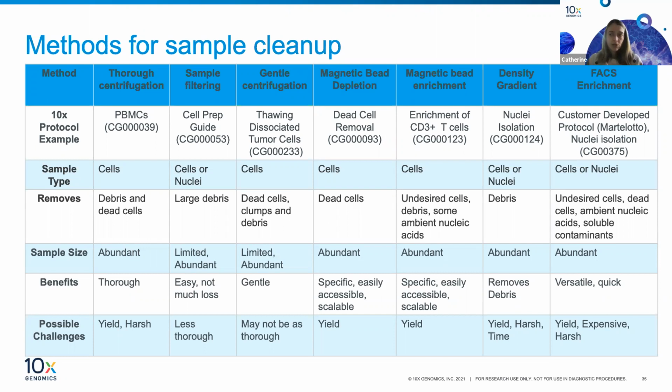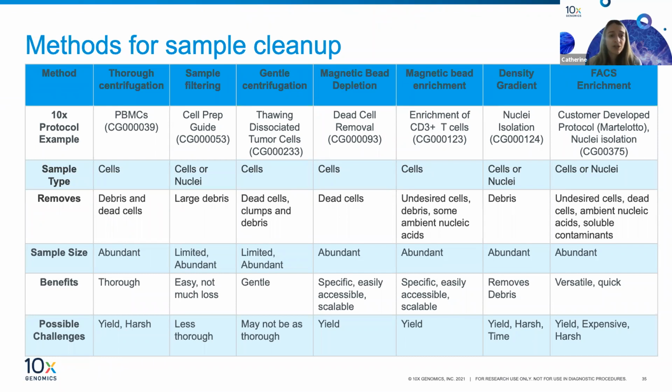We're going to be talking through a couple of these in the coming slides, but just to quickly mention, a thorough centrifugation technique, which is in the first column there, is used in our PBMC protocol. This is a really thorough wash centrifugation method. It's really great if you've got abundant cells and you want a really nice, clean single cell suspension, and you'll get really clean data. However, it can potentially be too harsh. Especially if you don't have enough cells, you lose too many cells, so it won't be applicable for your sample.